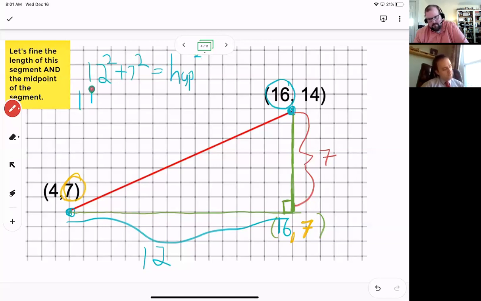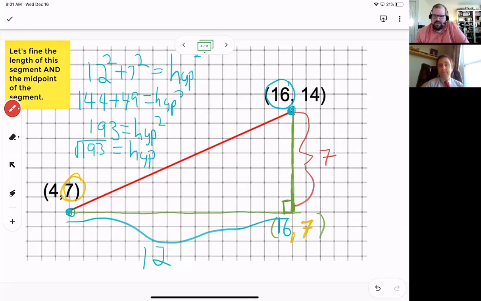So 12 squared is 144, 7 squared is 49, and then the hypotenuse squared, that's 193. So I unsquare it, I take the square root. So the hypotenuse is the square root of 193. That's true, because that is going to be around 14. It does not come out with a whole number value, which is okay. That's okay to leave it like that.